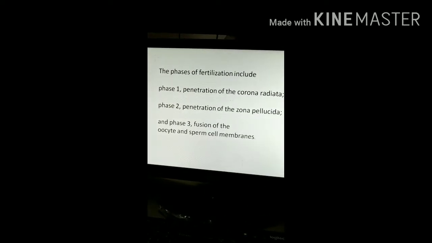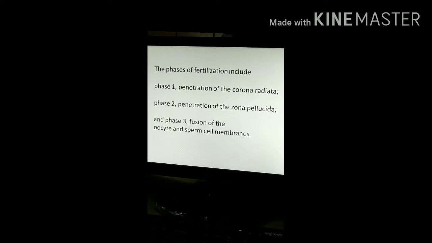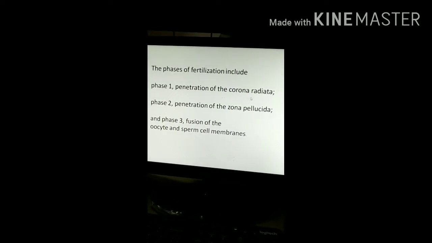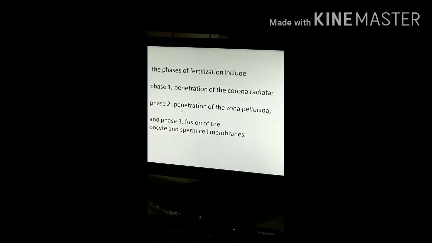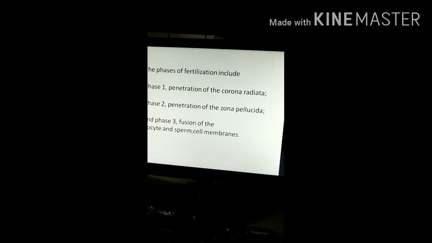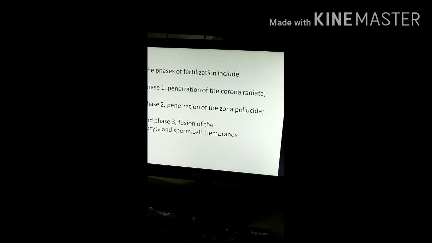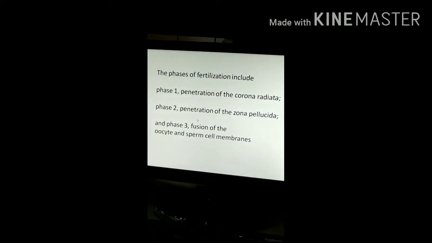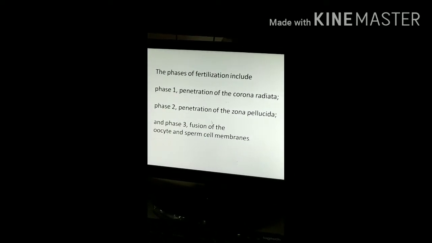Now, the phases of fertilization. What are the phases? There are three phases. Phase 1, penetration of the corona radiata. Second phase, penetration of the zona pellucida, and third is fusion of the plasma membranes of the oocyte and sperm.